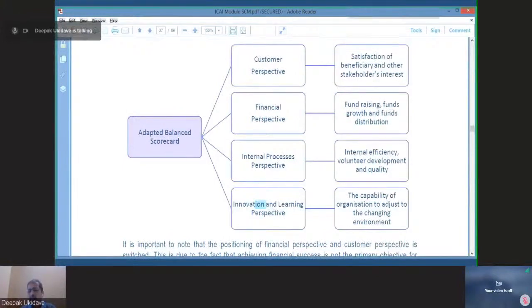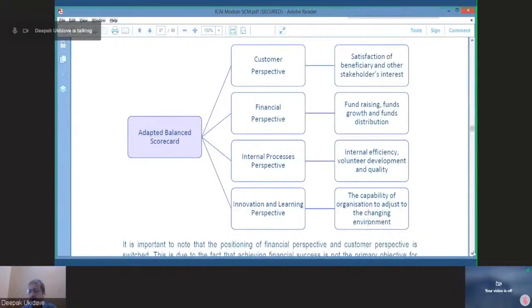So it involves the capability of the organization to adjust to the changing environment. Whenever there is a requirement in the market, if the external forces or the environment changes, how fast can you respond to the changing environment? Do you have the capability to adapt to it? So here comes into the picture receptiveness, responsiveness, and also the ability to change, and to shoulder the various additional responsibilities which may come because of the changing environment. So we have the innovation and learning perspective.